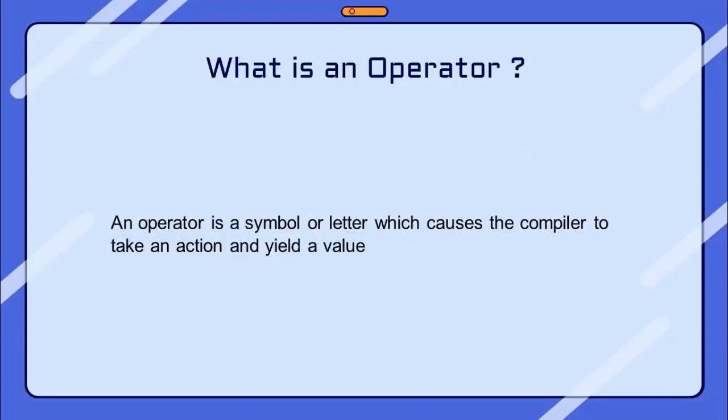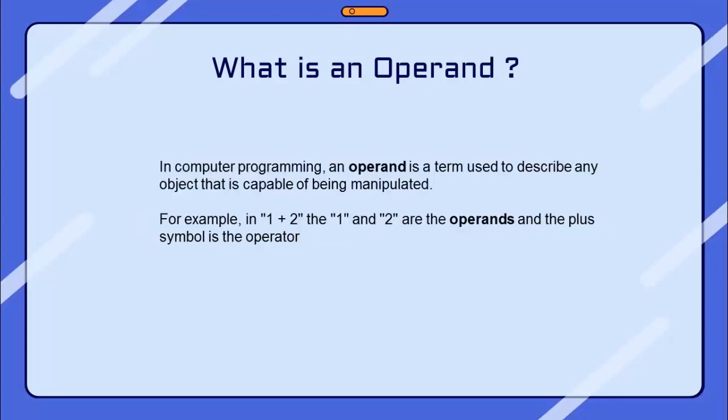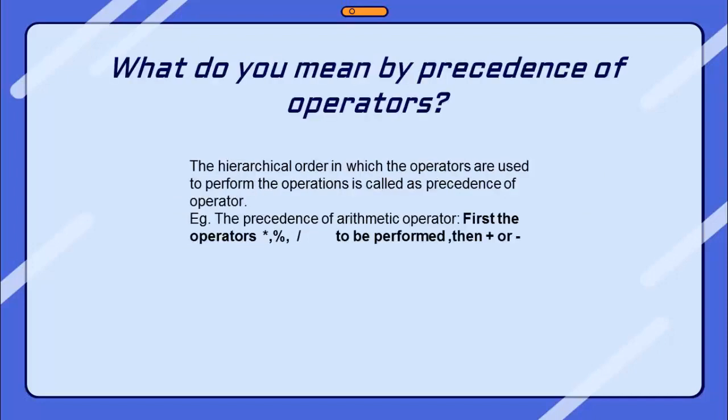What is an operator? An operator is a symbol or letter which causes the compiler to take an action and yield a value. What is an operand? In computer programming, an operand is a term used to describe any object that is capable of being manipulated. For example, 1 plus 2: here 1 and 2 are the operands and the plus is an operator. What do you mean by precedence of operator? The hierarchical order in which the operators are used to perform the operations is called precedence of operator.